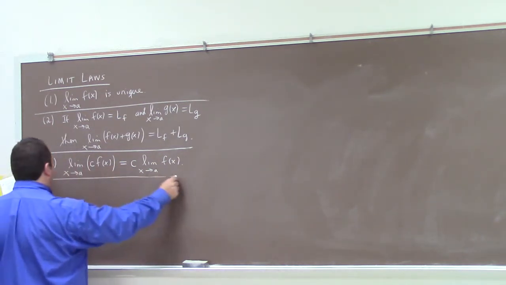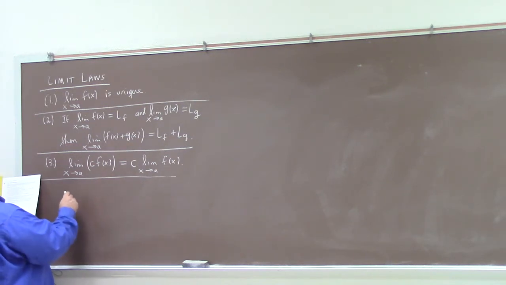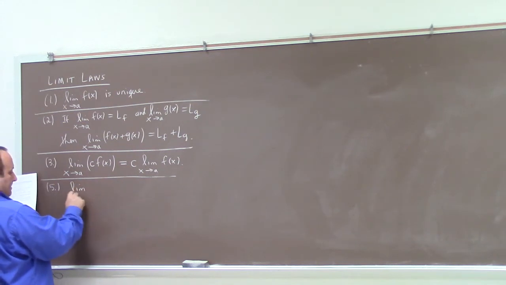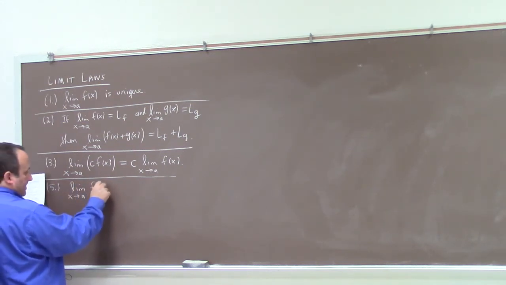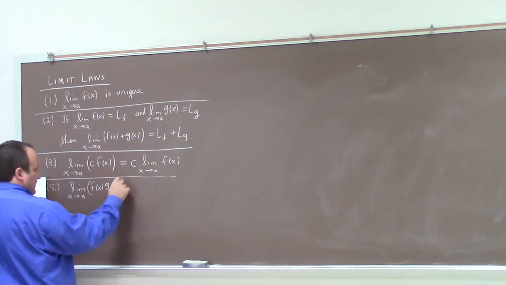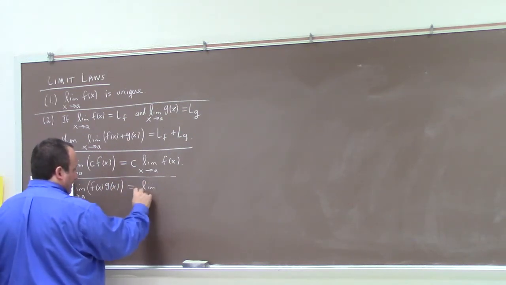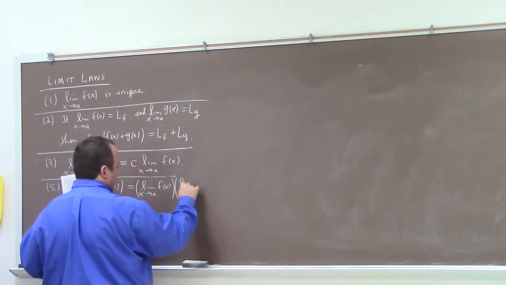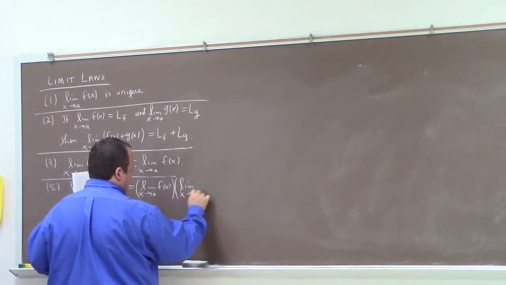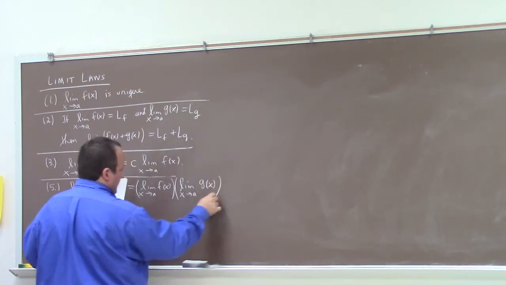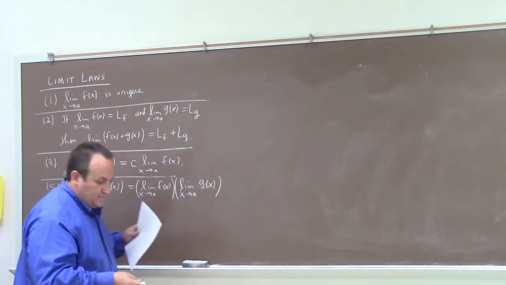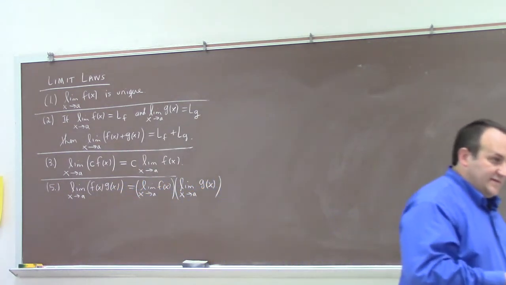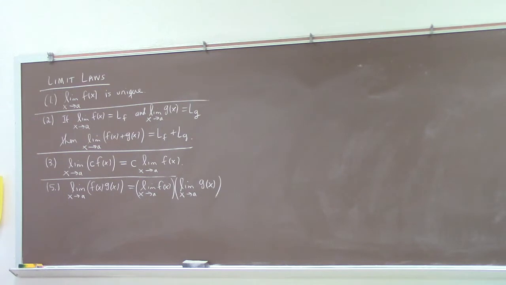Five says that the limit of the product is the product of the limits, again, assuming what? This presupposes that both the limit of f of x and the limit of g of x are known to exist. If that's the case, the limit of the product is the product of the limits.